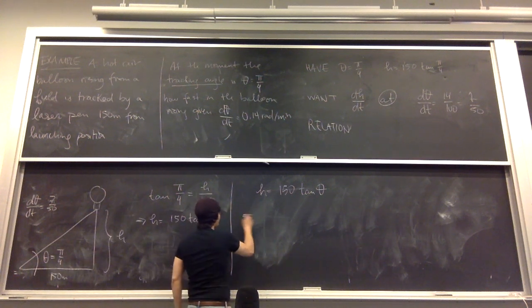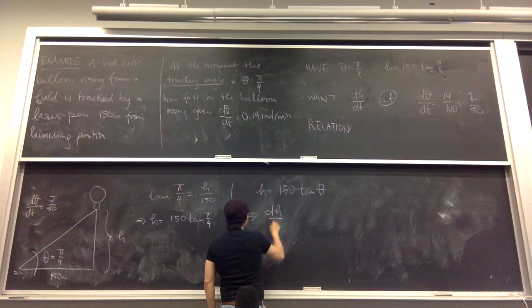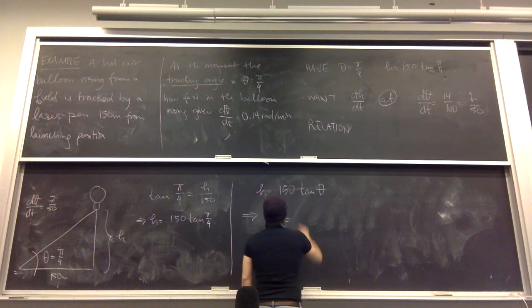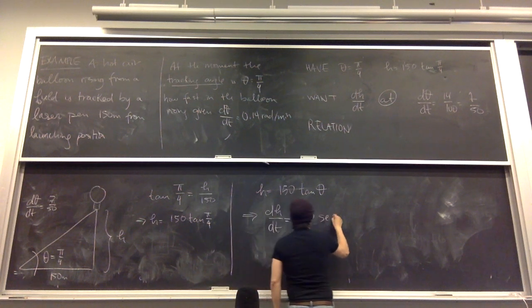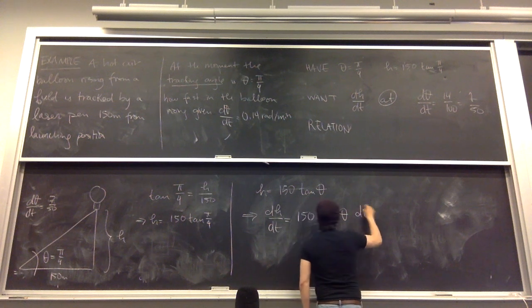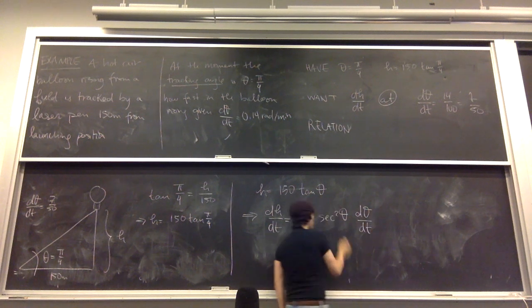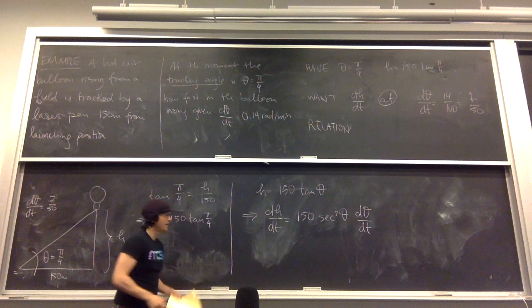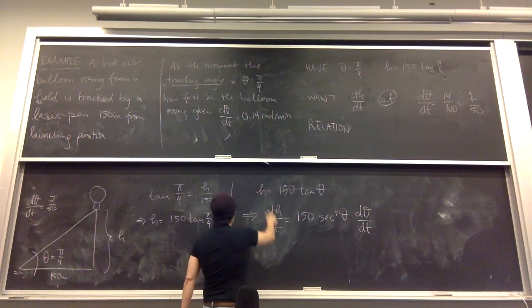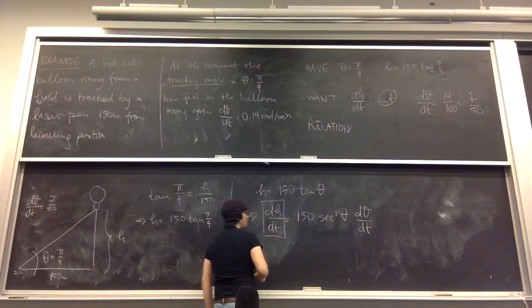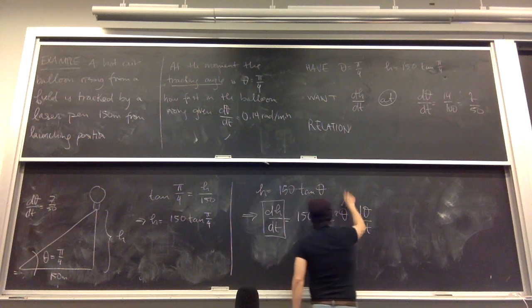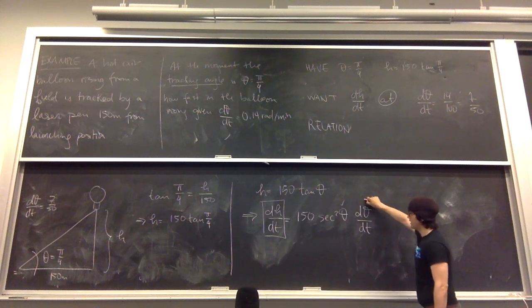If I take the derivative of this, what do I get? Derivative of h by derivative of t, that's going to be 150 secant squared theta d theta/dt. Okay, chain rule and rules that we worked out last week. Let's see, we want this. Do we have everything else? Do we have theta? We sure do. Do we have d theta/dt? We sure do.